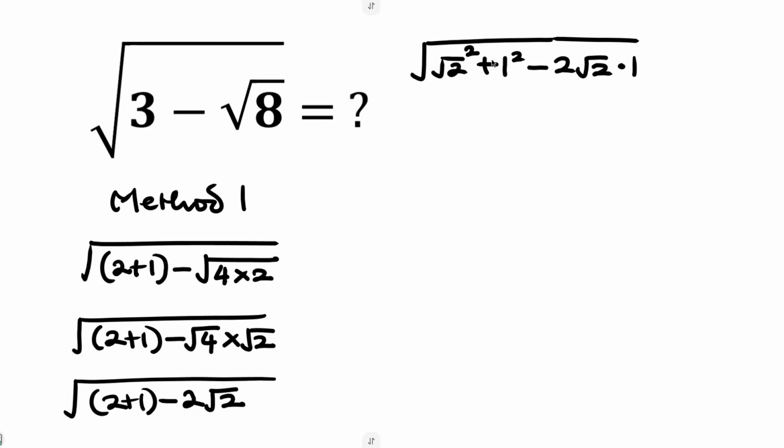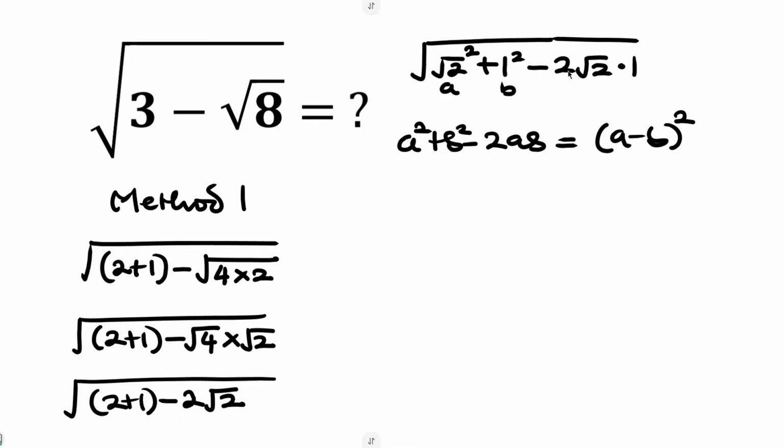It is because now what I have inside of this bigger radical looks like a famous identity, which is a squared plus b squared minus 2ab, which is equal to a minus b all squared, which is a perfect square. And if we compare, you notice that our a is the square root of 2, and our b is 1.